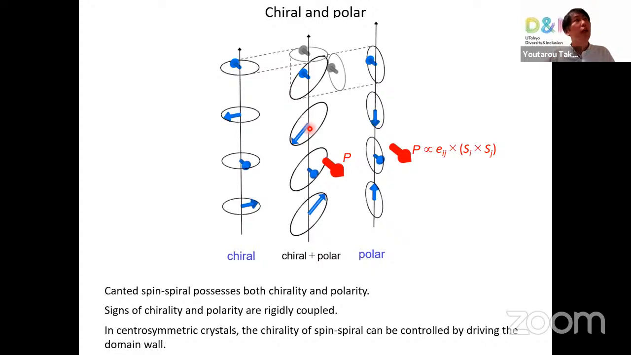Okay, so in the centrosymmetric crystal, different states in terms of chirality, right-handed and left-handed screw, are degenerate. So these states can be controlled by the electric field through the polarity of this cycloidal component by driving the domain walls, similar to the conventional ferroelectrics. So we can control the chirality in this structure.